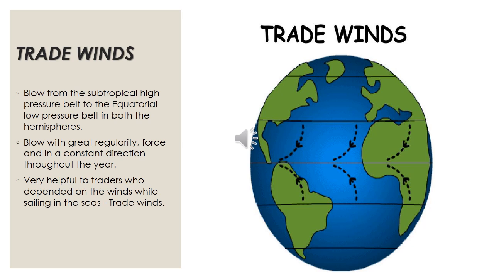Normally in the equatorial region the temperature is more, because sun rays fall directly, vertically. So here temperature is more and pressure is low. So the trade wind blows from the subtropical high pressure belt to the equatorial low pressure belt.